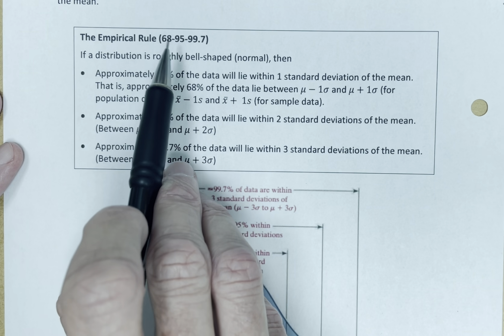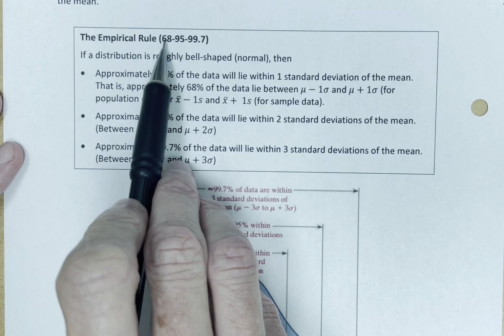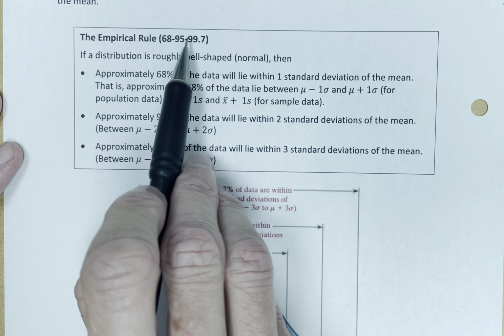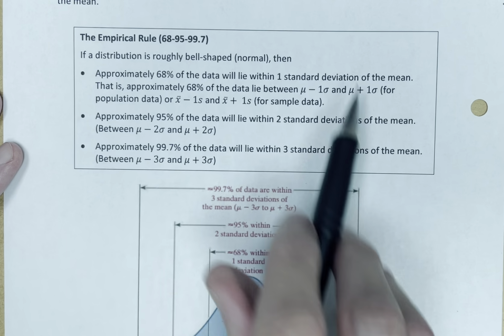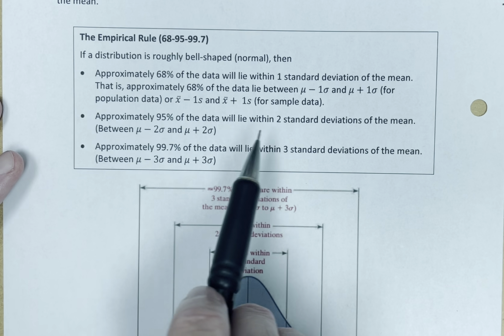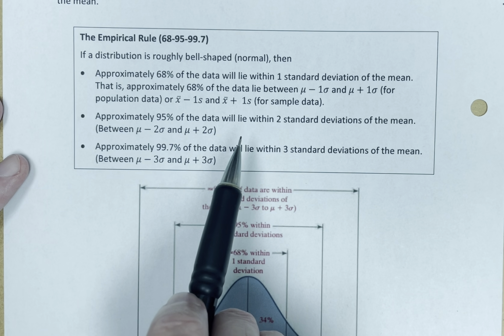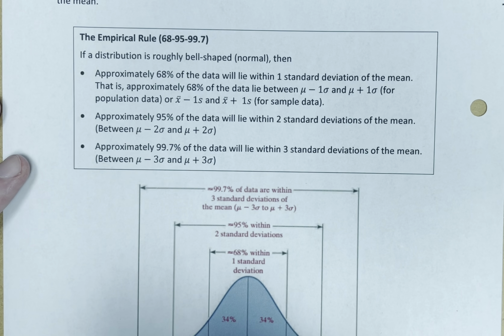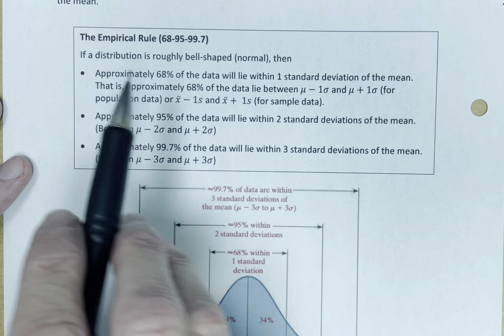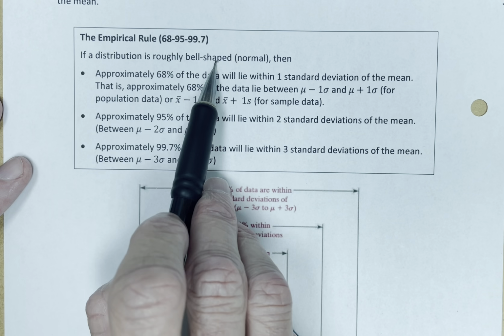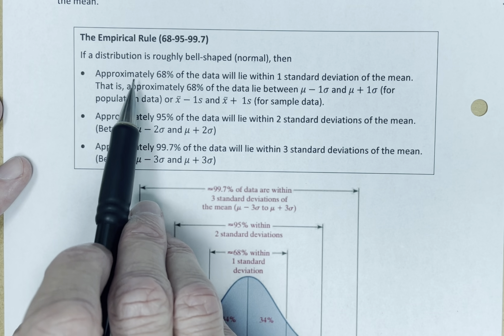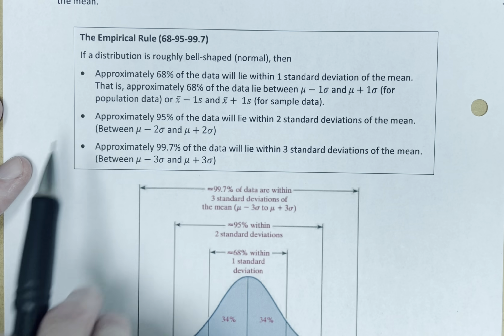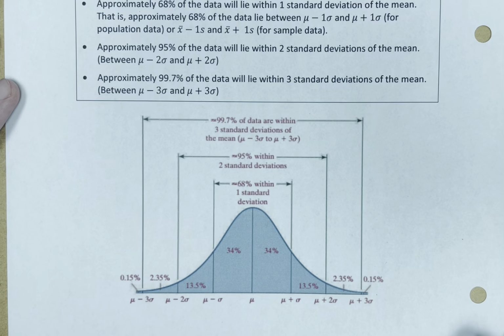The empirical rule is also known by 68, 95, 99.7. 68%, 95%, 99.7%. And this really is where so much of things in real life fall, because so much of things in real life are normal. They have a bell-shaped distribution, and we can interpret information from that bell shape. If a distribution is roughly bell-shaped, if it's normal, then approximately 68% of the data lie within one standard deviation of the mean.